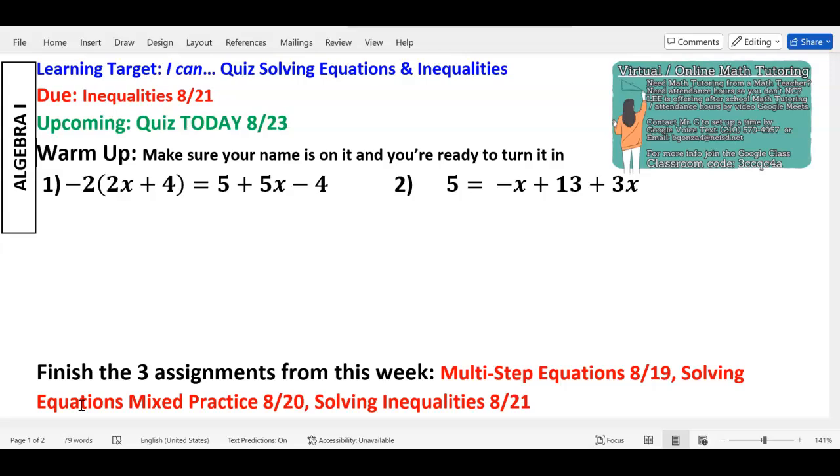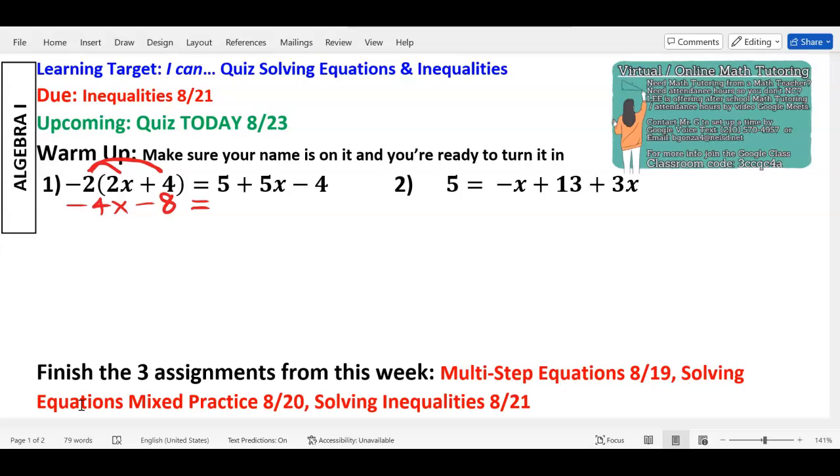But number one, you see a number in front of a parentheses. What do you do with that number to the parentheses? We're going to multiply. It's called distribution, right? Distributing, multiplying into the whole parentheses. Negative 2 times 2x is negative 4x. Negative 2 times 4 is negative 8 or minus 8. Bring down the equals.